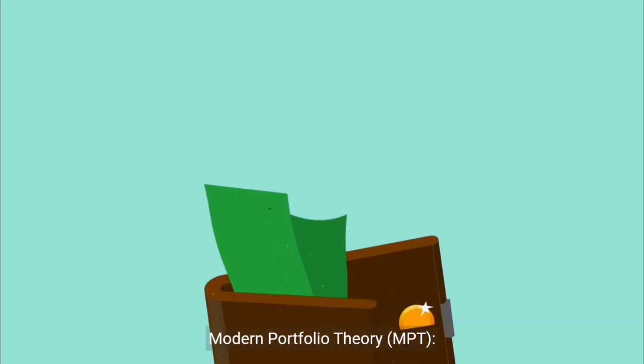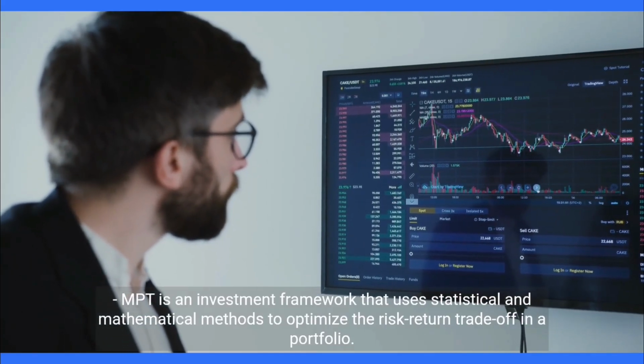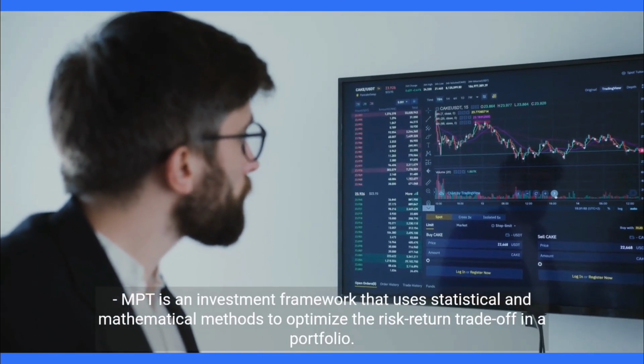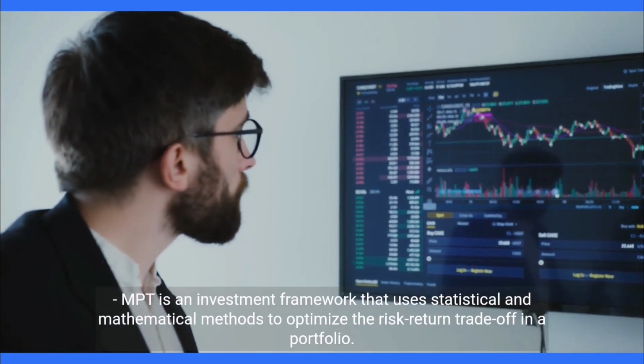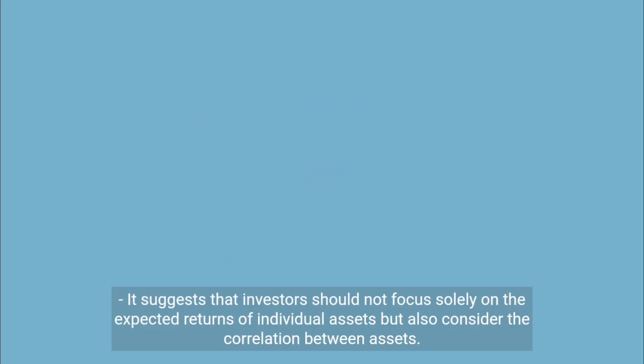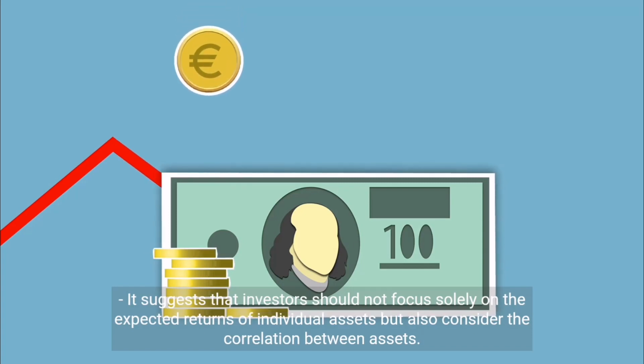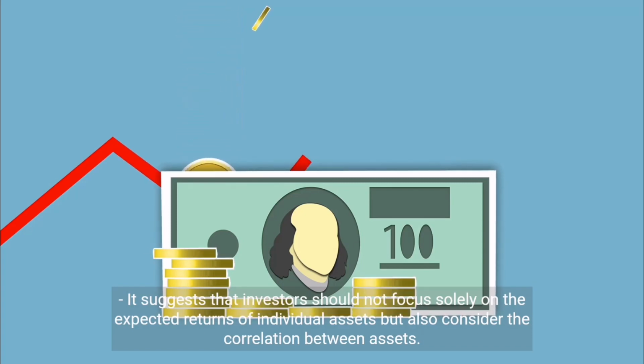Modern portfolio theory, MPT. MPT is an investment framework that uses statistical and mathematical methods to optimize the risk-return trade-off in a portfolio. It suggests that investors should not focus solely on the expected returns of individual assets but also consider the correlation between assets.